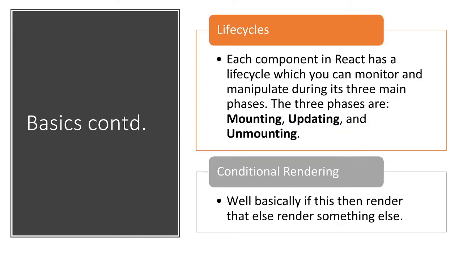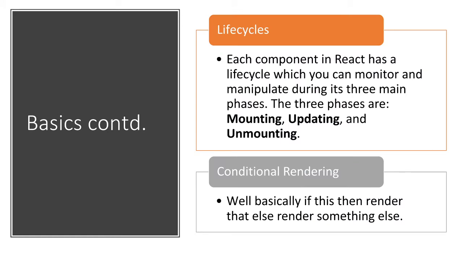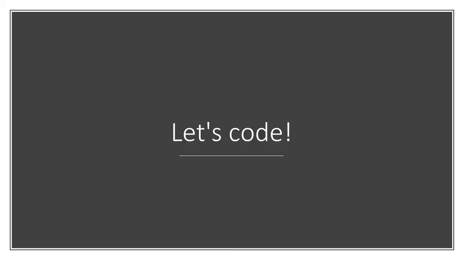Now, there are life cycles. Basically, there are three main life cycles: mounting, updating, and unmounting. Mounting means the component is going to appear on the DOM, updating means anything inside that component is going to be updating, and unmounting means the component is going to be removed from the screen. So we can meddle with things while this is happening. And then there's conditional rendering, which we eventually use states and props to do. I'll get into that once we jump into the code editor. So before any further ado, let's jump into the code editor.